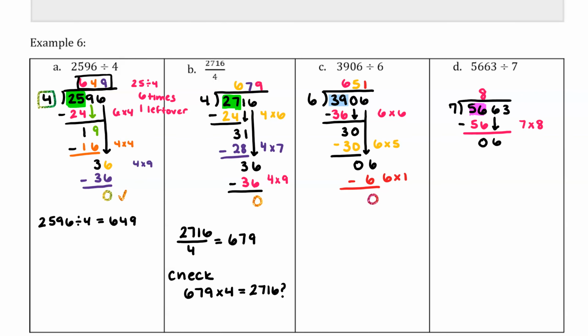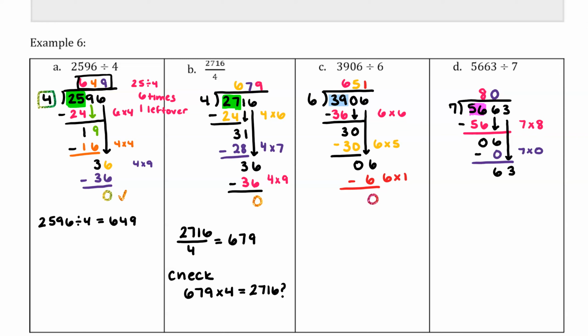So I'm going to put a 0 here, and I'm going to say 7 times 0 makes 0. And when I subtract that, I still have 6, but now I bring down.